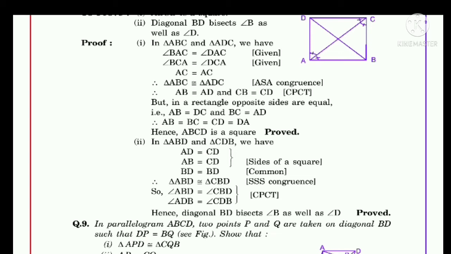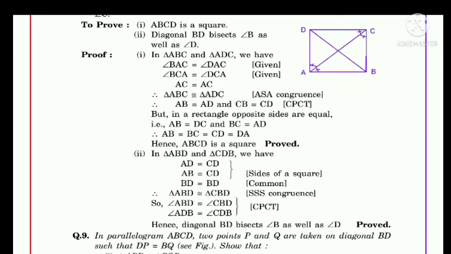Therefore triangle ABD is congruent to triangle CBD. So if these two triangles are congruent by CPCT, corresponding parts of congruent triangles, their corresponding parts are equal. So that's why here we write angle ABD.